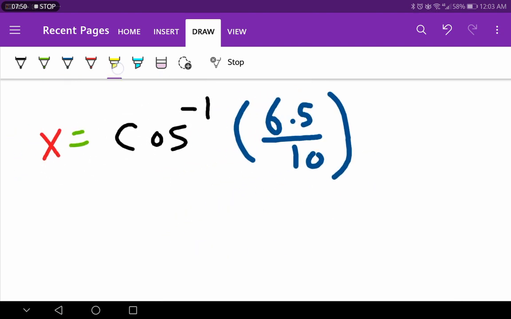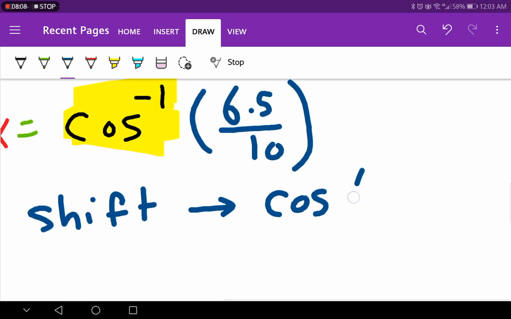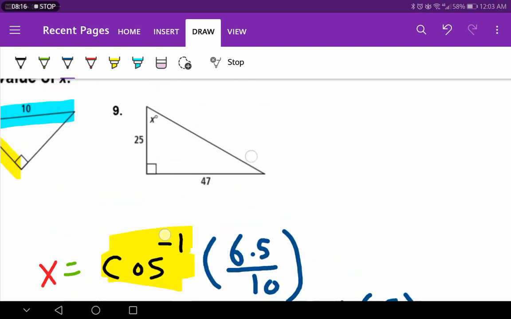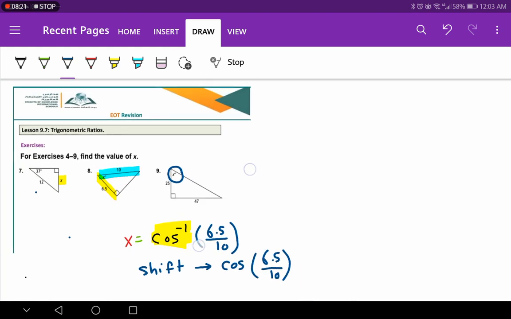Now how can you do this in the calculator, my dear student? You just press shift, then cosine, 6.5 over 10, then you get the angle for this triangle, this angle. Are you happy with that?